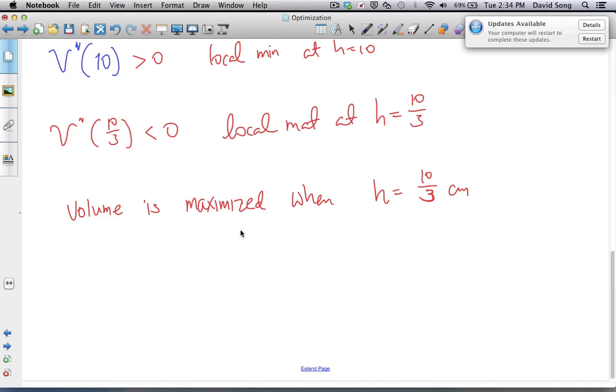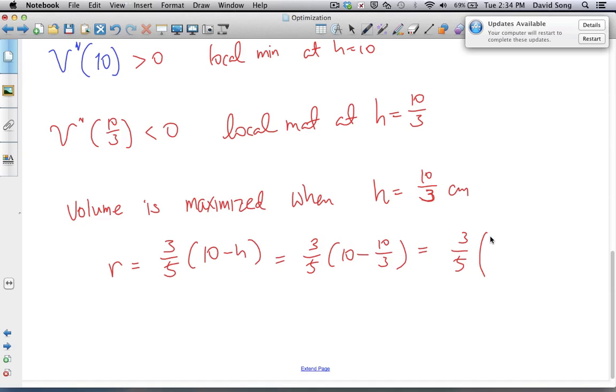Okay, and what is the radius then? Well, we know the relationship between r and h. That was 3 over 5, 10 minus h. So you plug in 10 over 3 in here, and you get 3 over 5 times 20 over 3. This would be 4. So the volume is maximized when the radius of the cylinder is 4 and the height of the cylinder is 10 over 3 centimeters.